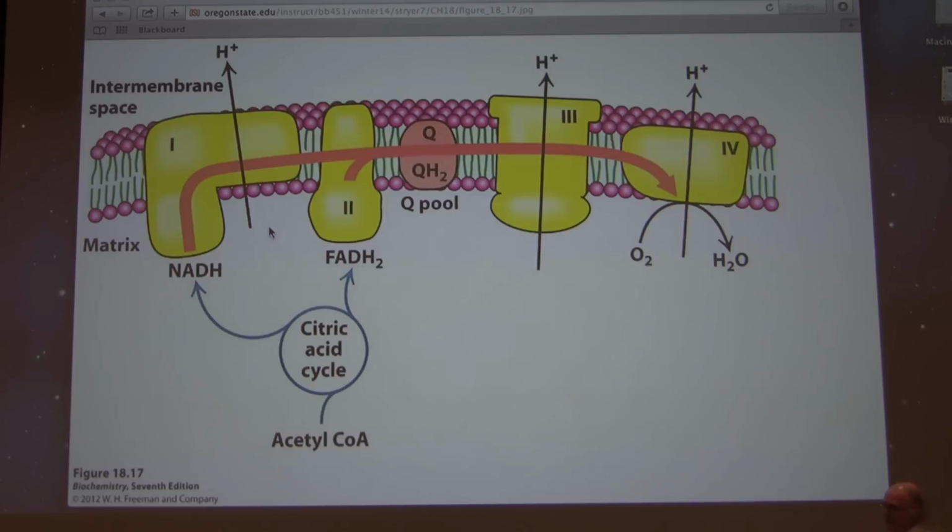Complex 3 passes electrons, and it's not even shown on here, to something called cytochrome C. Cytochrome C is a tiny protein that is also able to move very fast. So the complexes have these little shuttles that carry things between the bigger complexes. Cytochrome C takes those electrons from complex 3 and passes them on to complex 4. And complex 4 pumps out protons as electrons pass through it. And as they pass through complex 4, they finally end up added to oxygen to make water.